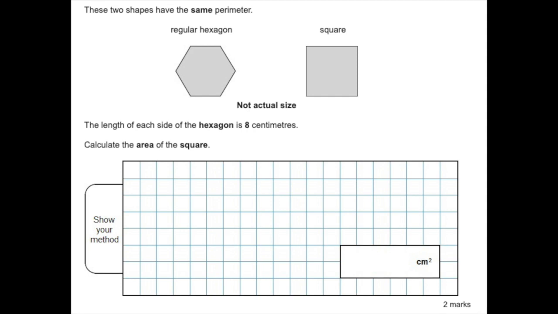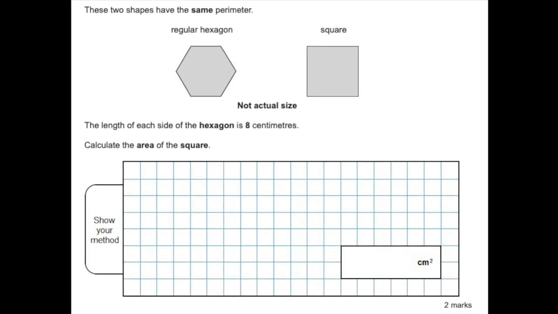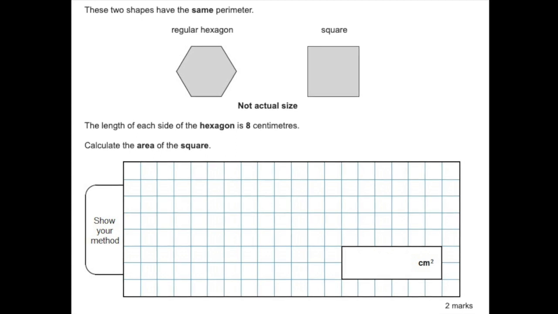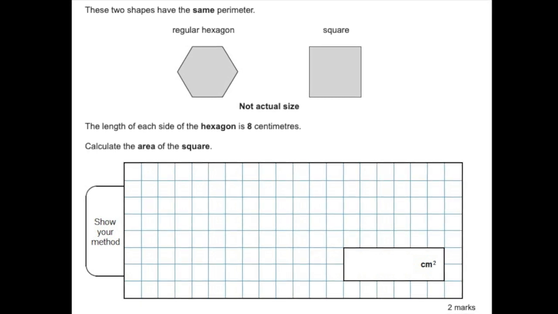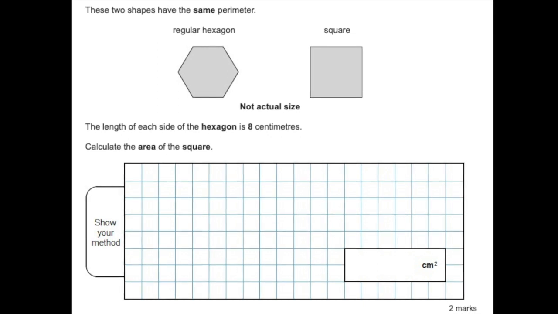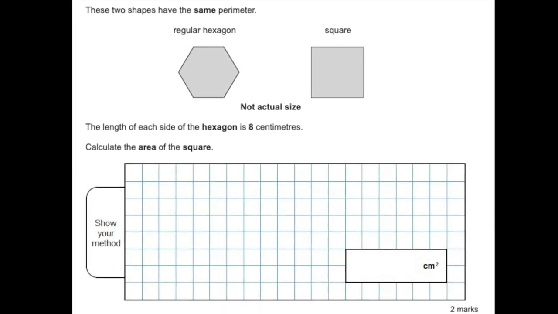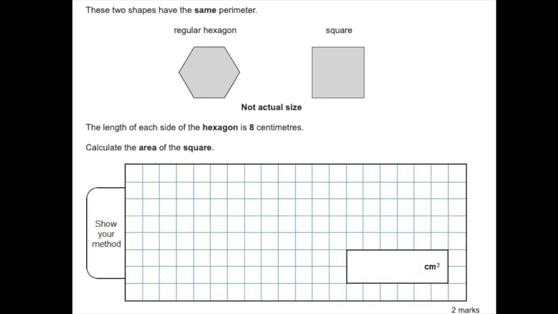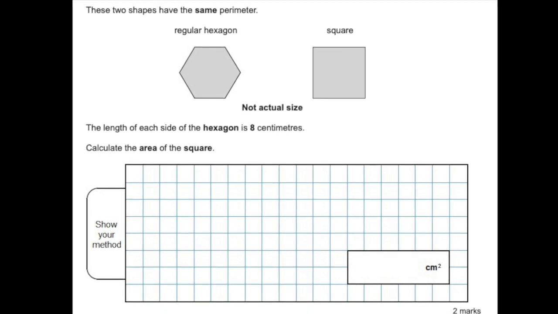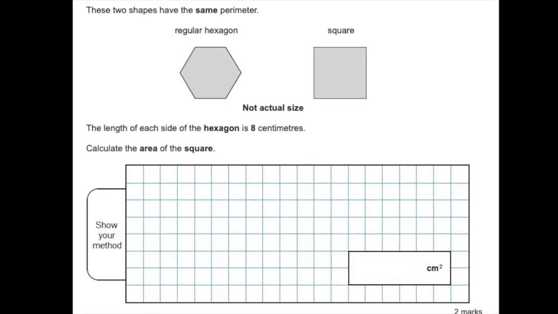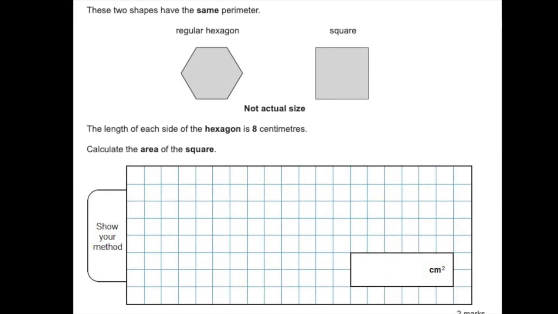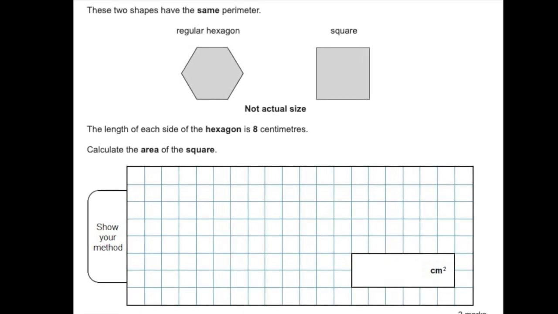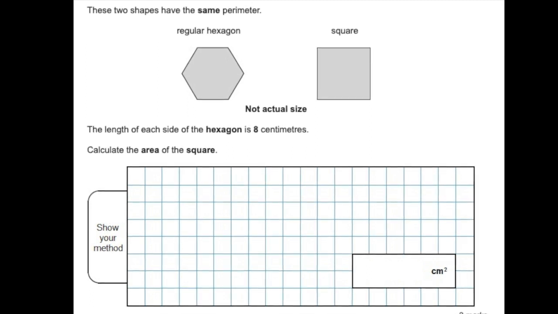A little bit more of a challenge here. It says these two shapes have the same perimeter. We have a regular hexagon, which has 6 sides, and a square, not the actual sides. It says the length of each side of the hexagon is 8 centimeters. So first find the perimeter of the hexagon. We would do 8 times 6, 48. Then, if that is the same perimeter as the square, we know the square has 4 sides. So to find one side of the square, we do 48 divided by 4. I think you guys can do that. And then it says to find the area of the square, which you would get by multiplying 2 sides of the square together. See if you can figure that one out. Multiple steps there, but I know you can persevere and give it a try.